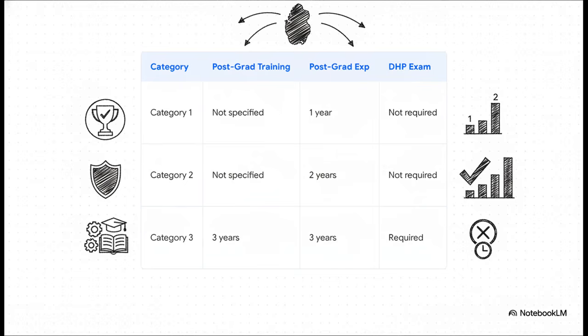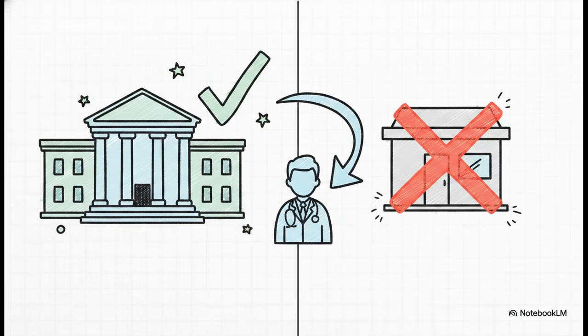You really need to check the DHP's approved specialty list to see exactly which category your home country's degree falls into. And listen up, if you are a Category 3 specialist, you need to pay very close attention to this next point. The DHP strictly mandates that your 3 years of required clinical experience must come from a governmental, semi-governmental, or an official teaching hospital.